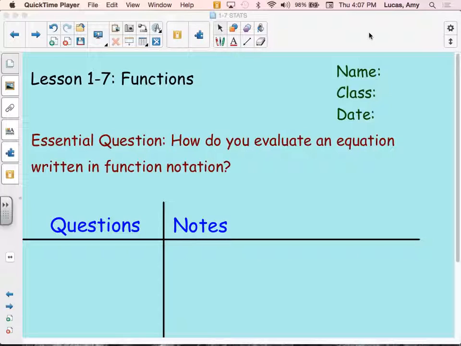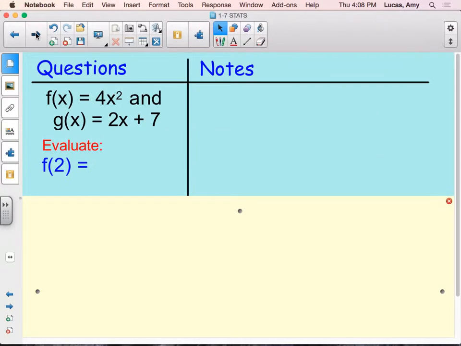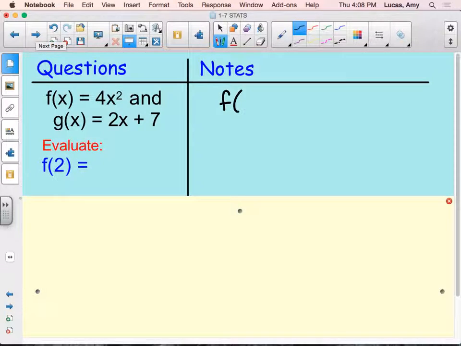Lesson 1-7, Functions. Our essential question is, how do you evaluate an equation written in function notation? We have two equations that are written in function notation. Remember, function notation is when you have a letter like f of x. That's how you read this first function. You say f of x equals 4x squared. So it's a function in terms of x, where x is our independent variable. So we're going to plug something in for x and then evaluate that function.